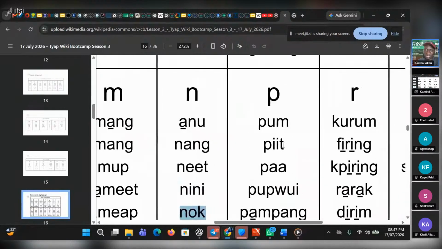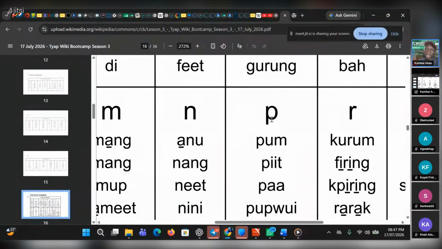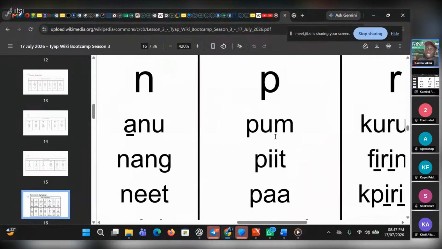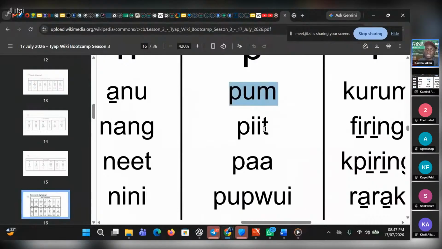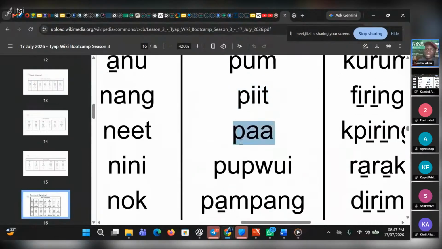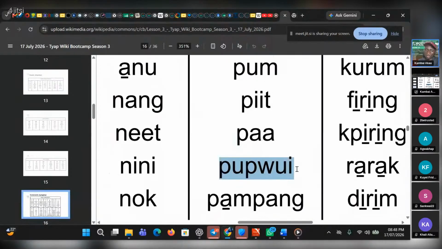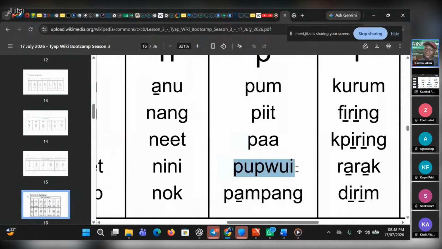And then we have the p sound, and under the p sound we have words like boom. This one is just a descriptive word. And then we have p to lose, and then we have pa. This one is also a descriptive of how something is pouring or falling or walking or moving or something like that. And then we have pupui. What does pupui mean?